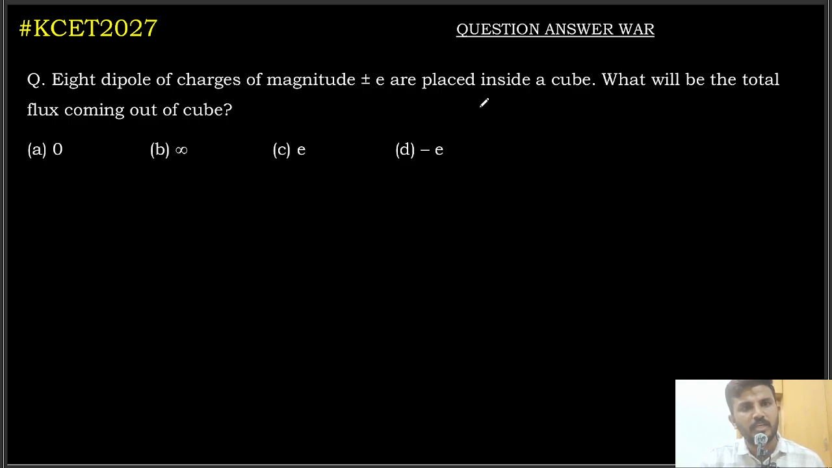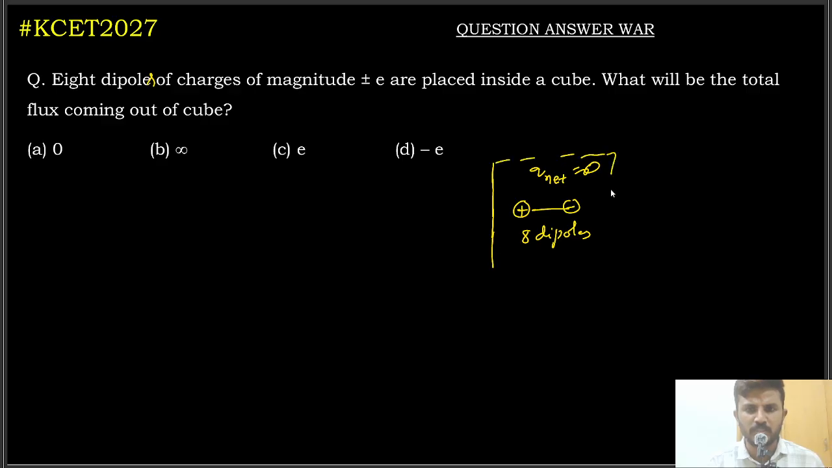Then 8 dipoles of charges of magnitude plus or minus q. Dipole means one plus and one minus charge will be there, so the net charge will be 0. Like this, 8 dipoles are there, so net charge will be 0 only. What will be the total flux through the cube? Here I am considering the cube, just a closed surface. So through this closed surface, what is the flux? It is 0, because net charge is 0.